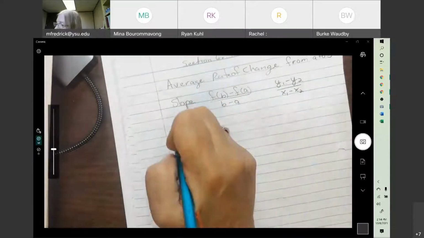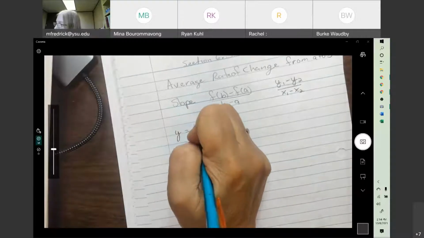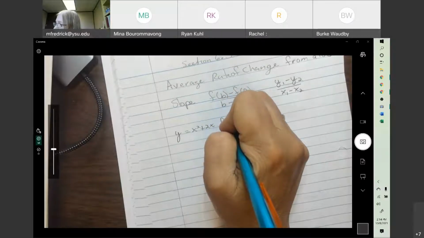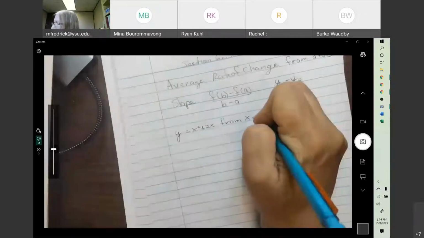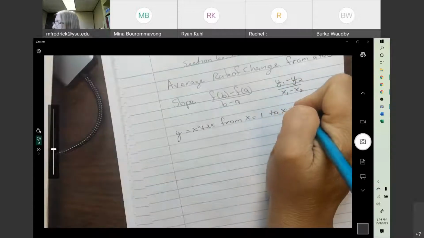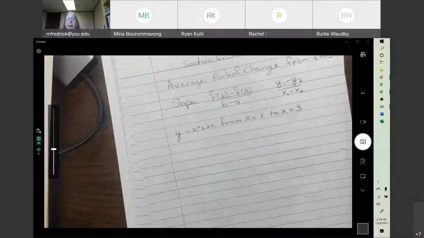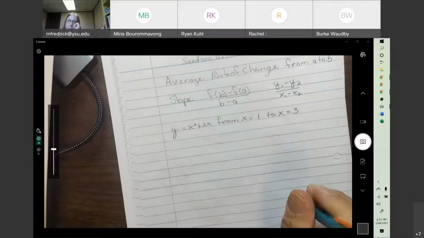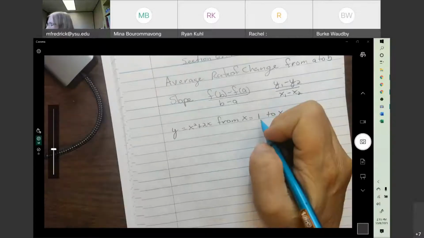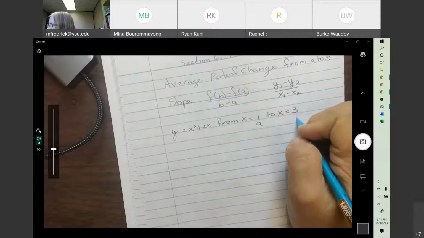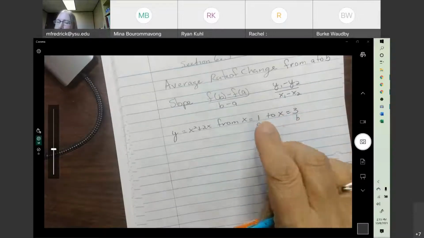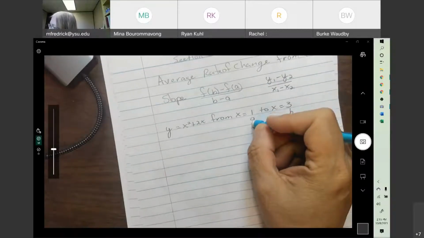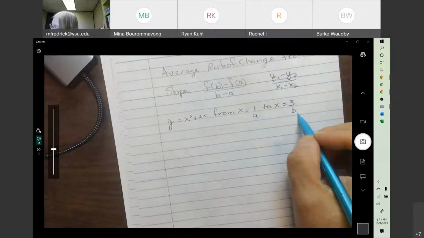Okay, let's try one. If we have y equals x squared plus 2x from x equals 1 to x equals 3. So we want to see how y changes as we go from 1 to 3. A is your smaller value and B is your larger. If you switch them, it's not going to matter. It still works out. But it normally goes from A to B.